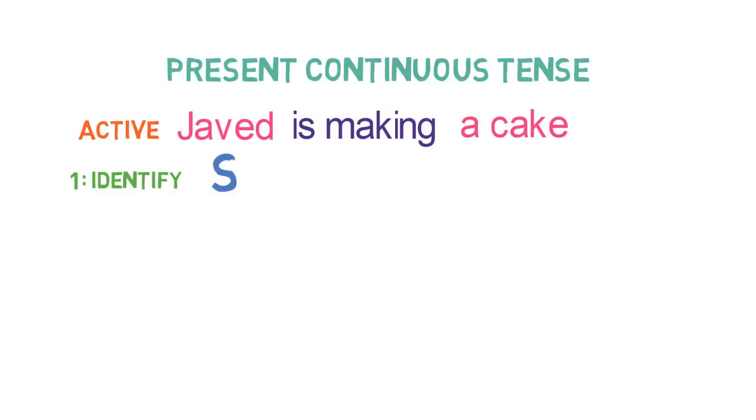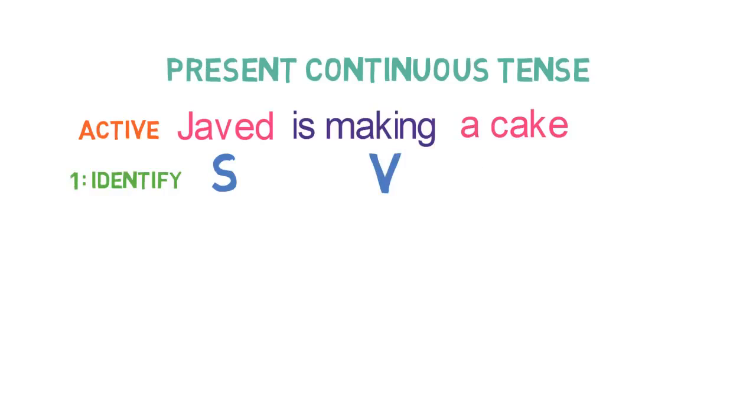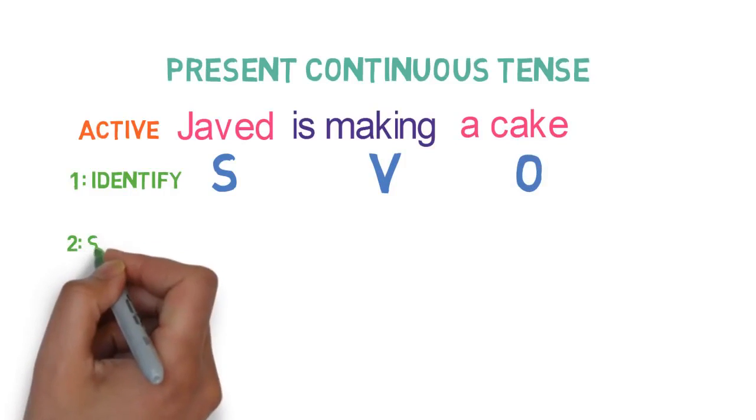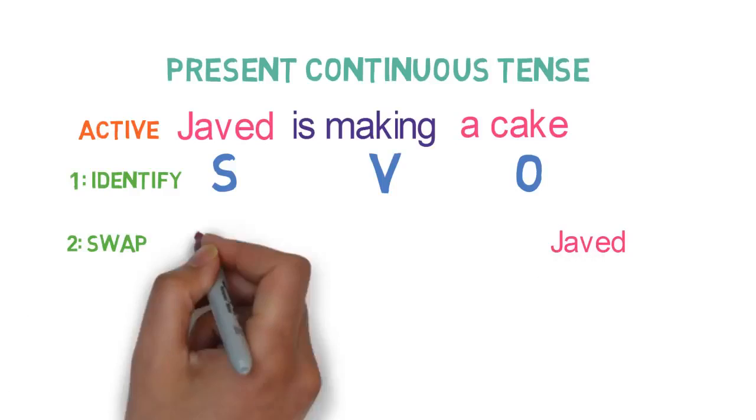What's the action performed? It's making. So it's a verb. And what's at the receiving end? It's the cake. So it's an object. Now in step 2, we need to swap the position of subject Javed and the object a cake.